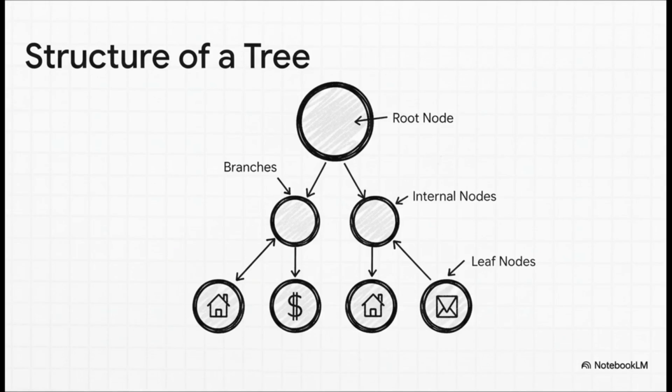And this whole process creates a structure that looks exactly like an upside-down tree. You start at the top with the root node. That's all your data in one big pile. Each question, each split creates a decision node, and the paths between them are the branches. And when you can't split anymore, you end up at the bottom, at the leaf nodes. That's your final answer, your prediction.